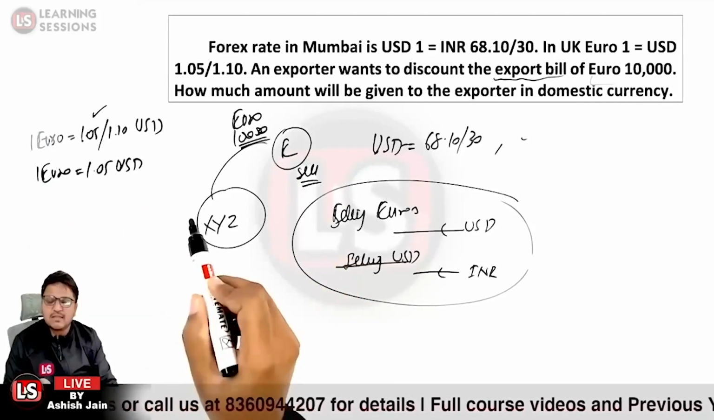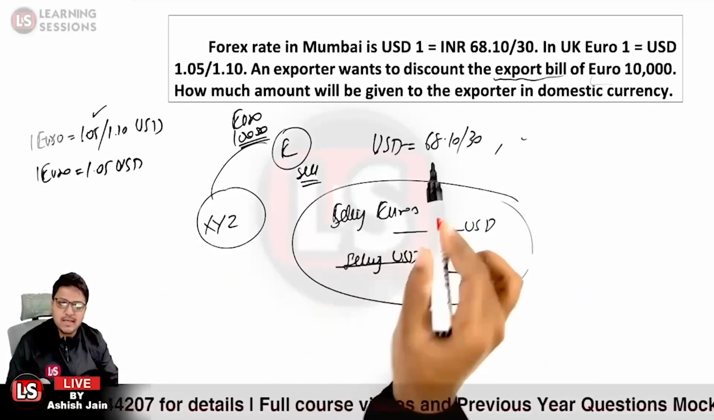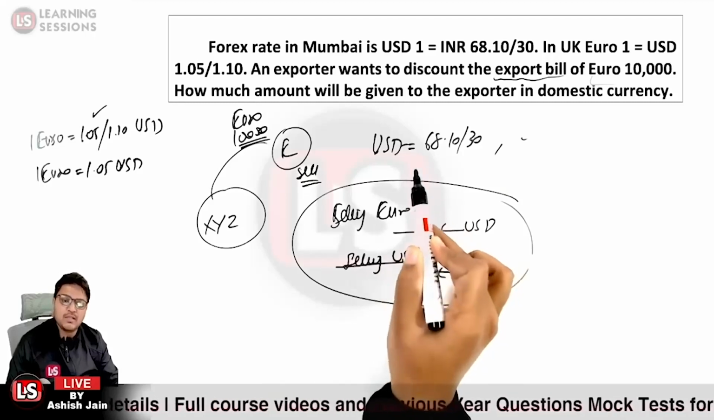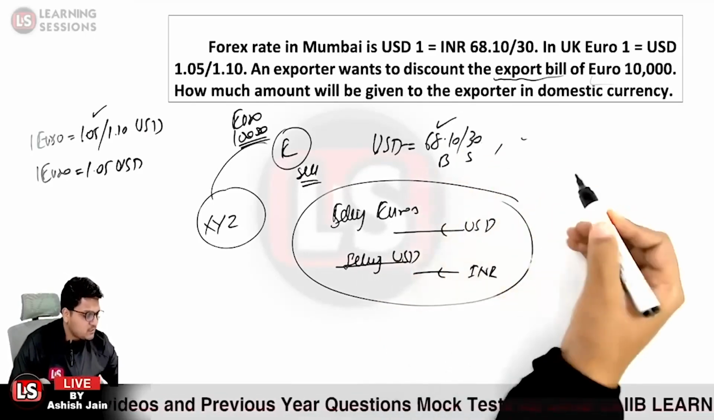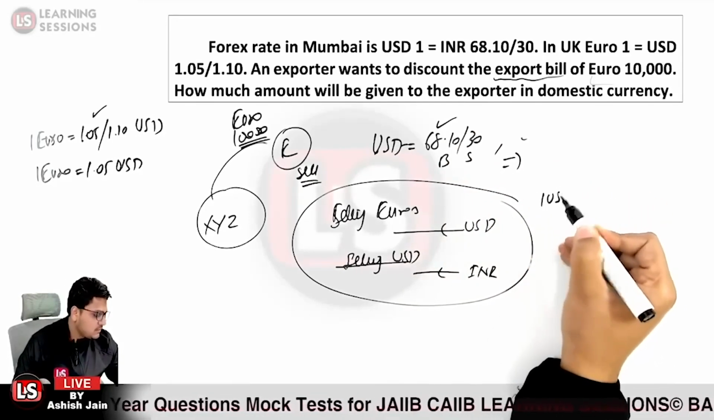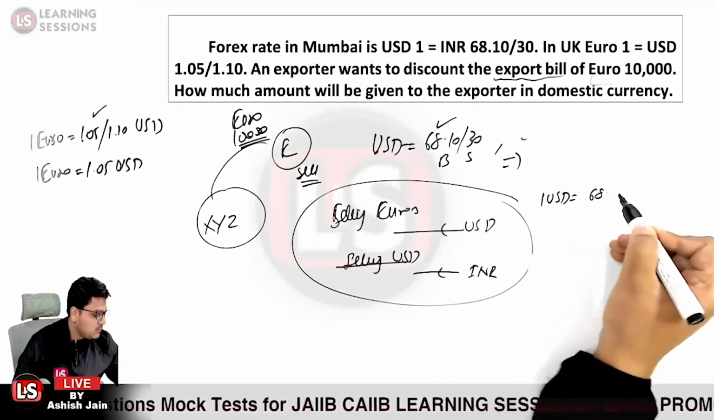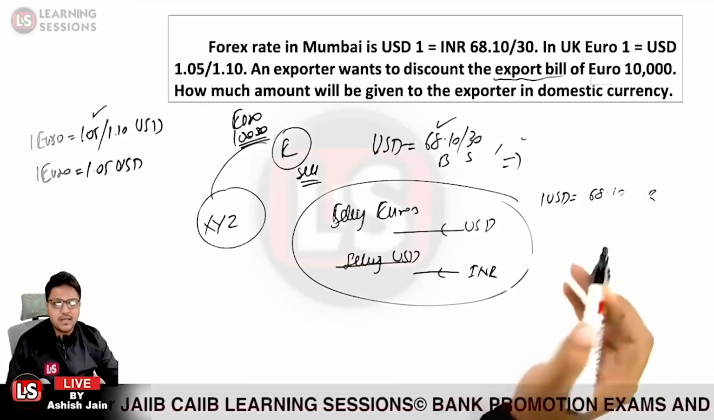And further, once he has received the USDs, he will be selling the USDs. Now at what price will he be able to sell the USDs? At the price at which the market is ready to buy, again the buying price over here. So from here we can infer 1 USD is equal to 68.10 INR. So that is the case over here.